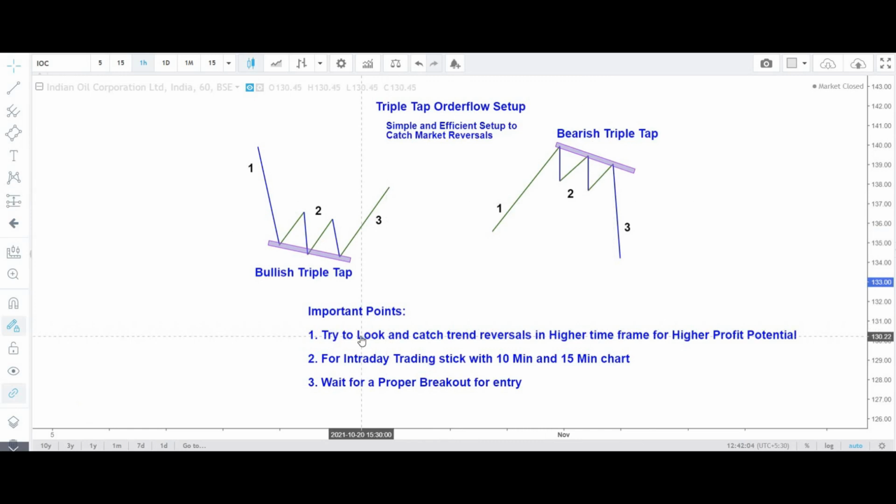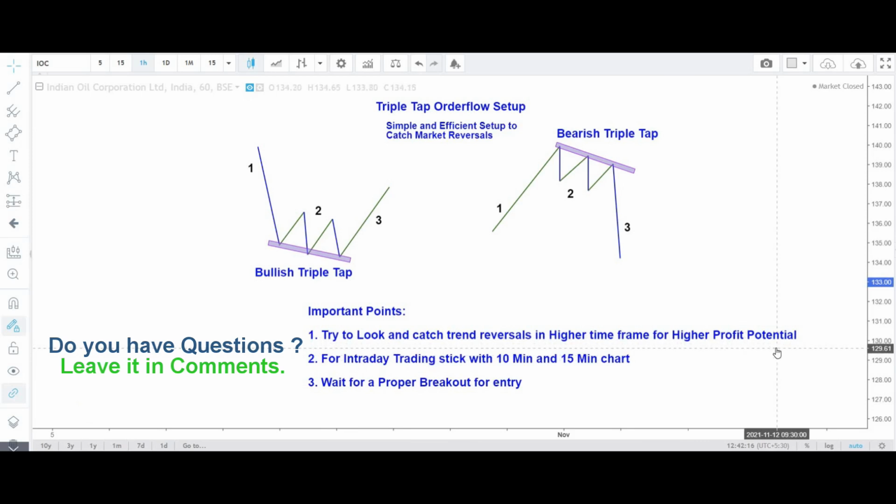Here are some of the important points related to the triple tap order flow setup. First of all, you can try to catch the trend reversals in higher time frames to realize higher profit potential. Most of the trend reversal setups work very well on higher time frames, and if you capture this setup on a higher time frame, you can realize very good profit potential. Also, I don't recommend trading this setup on anything less than a 10 minute chart.